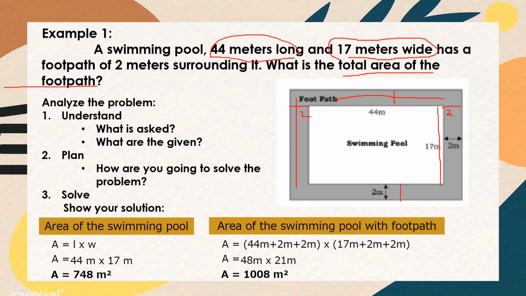Okay. So, now, we are going to subtract the area of the swimming pool from the area of the swimming pool surrounded by a footpath. So, para makuha natin, kasi ang hinahanap lang natin yung area ng footpath, which is the gray shaded part. Okay, so ima-minus lang natin siya. We have here 1,008 square meters minus 748 square meters. So, the answer will be 260 square meters. So, the area of the footpath is 260 square meters.